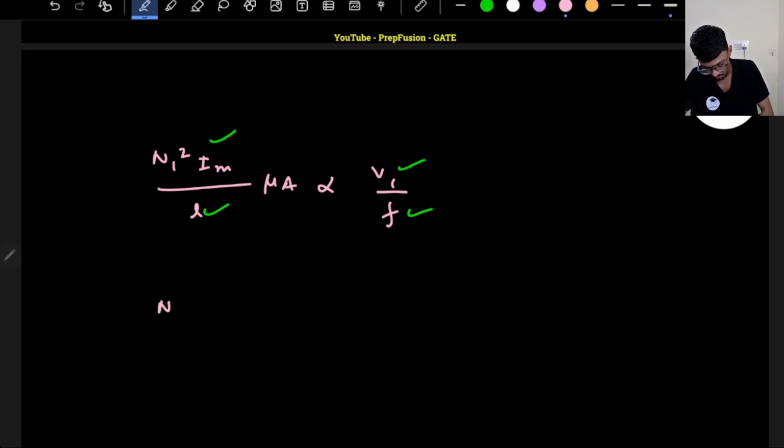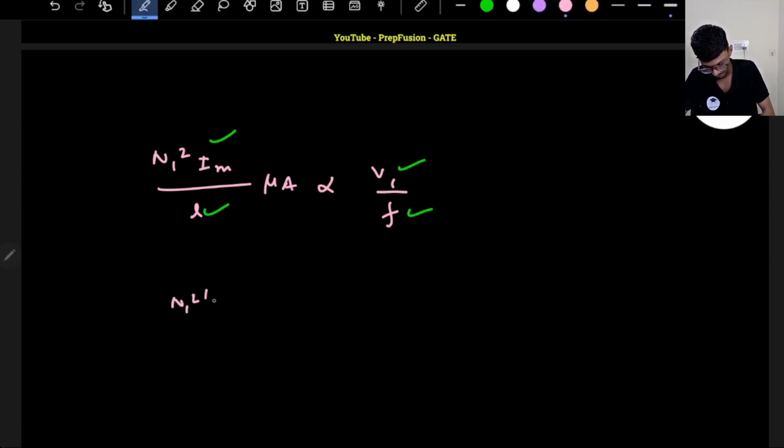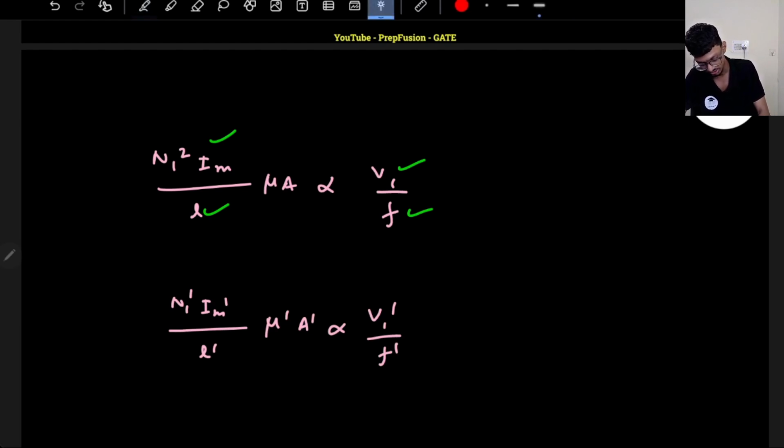So if I take the ratio, that is n1, the initial value, and the ratio of the final value, the final value will be n1 dash whole square into Im dash divided by L dash mu dash A dash. That should also be proportional to V1 dash by F dash, and V1 dash and F dash are both the same.